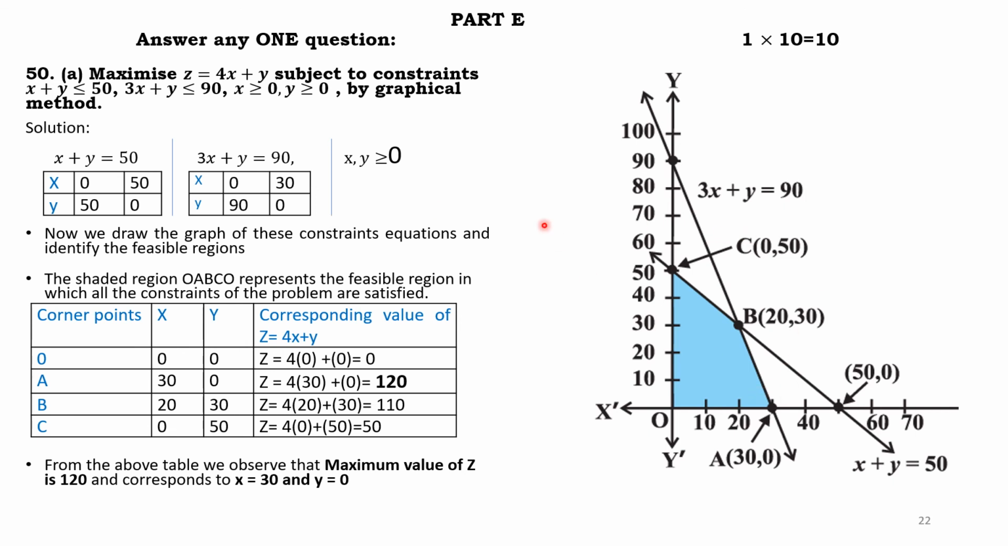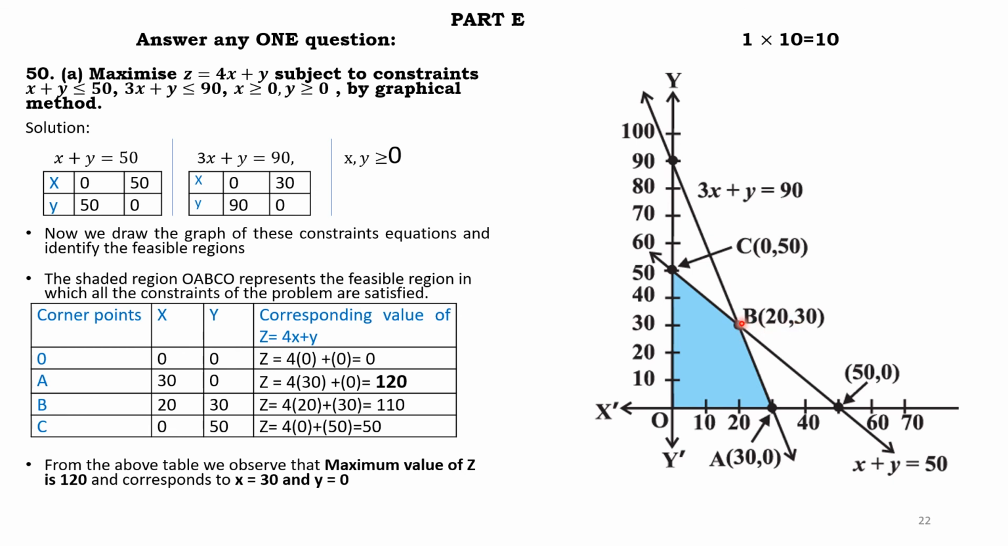So this point A is 0, 50. And when y is 0, x is 50, so this is 50 here. So x plus y equals 50 is one straight line, and 3x plus y equals 90 is this straight line. It is intersecting, and vertex B is 20, 30 from the graph.